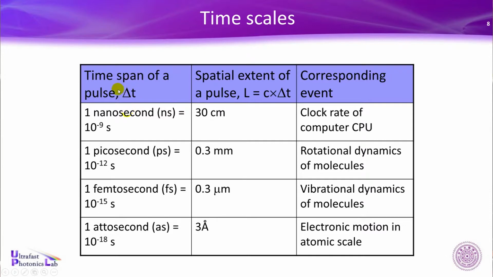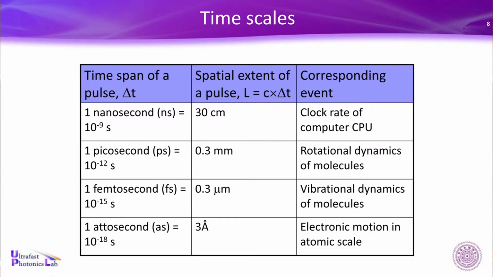the time span of a pulse. The first column shows the time span of a pulse. Let's assume the pulse duration delta t is 1 nanosecond, 1 picosecond, 1 femtosecond, or even 1 attosecond. Then you can compare the spatial extent of a pulse, c times delta t. What does this mean? This is easy. In the time domain, the span of a single pulse is delta t.